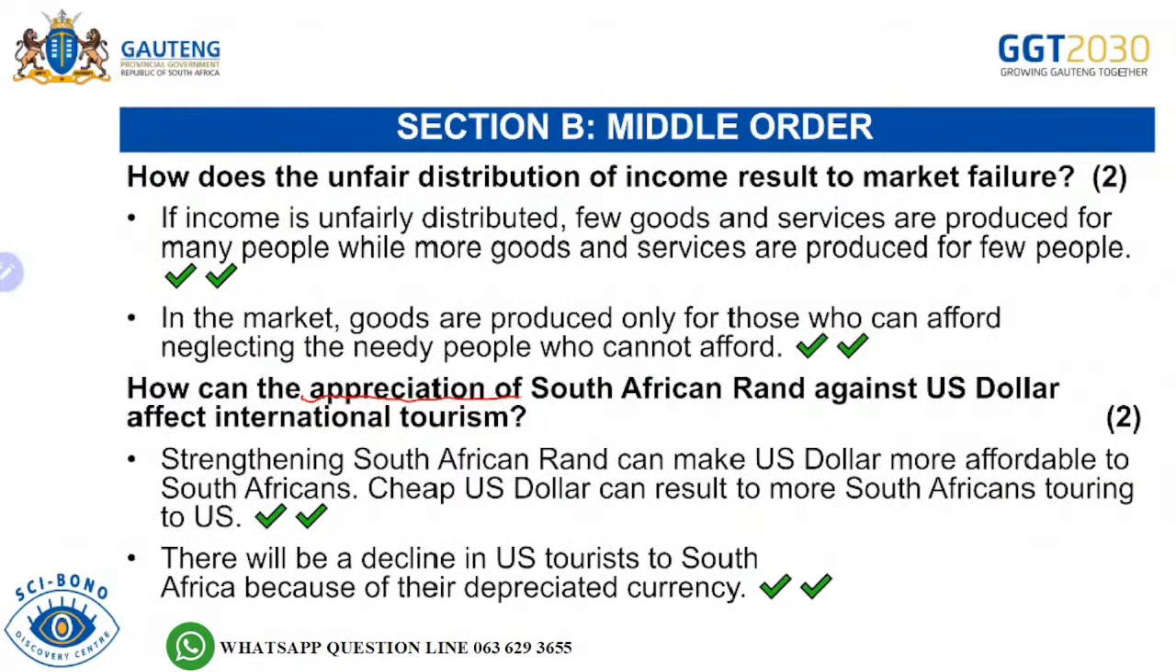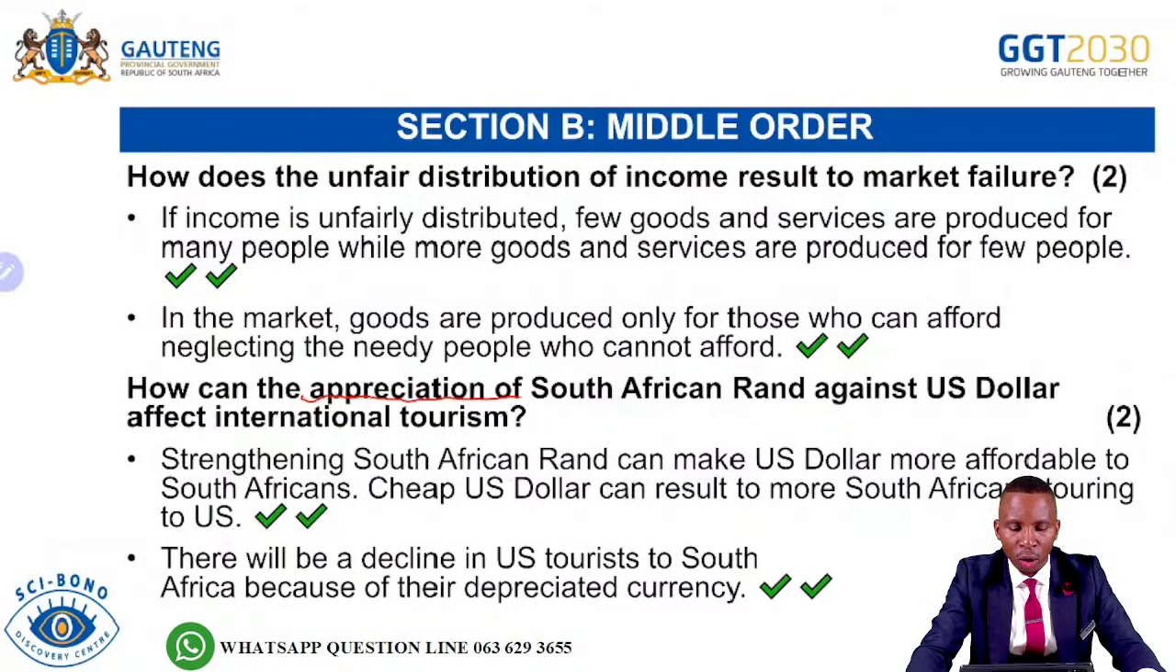There will be a decline in US tourists touring South Africa because of their depreciated currency. So they will find it expensive to afford our currency. Because of that, international tourism, or tourists coming from the US, will decline, because they will be affording less of our currency while we afford more of their currency.